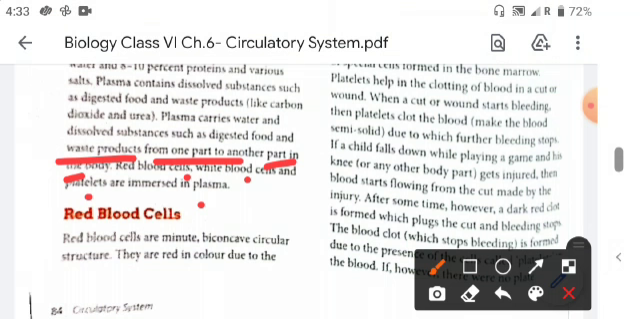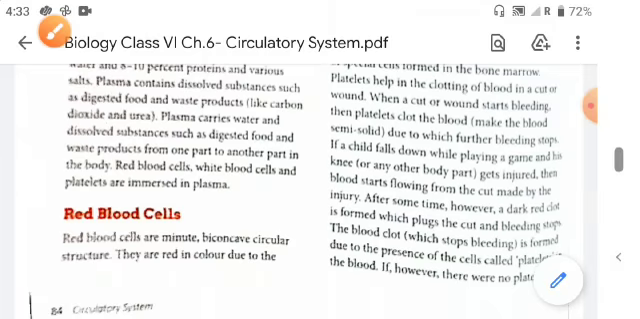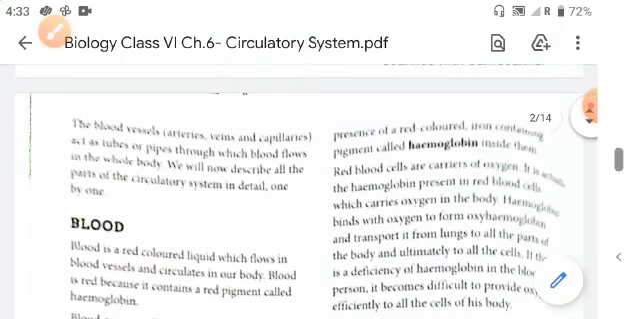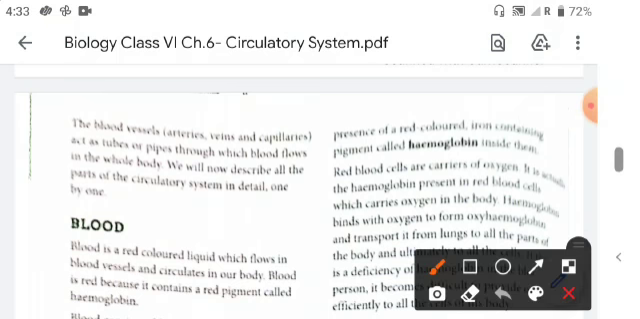So first is red blood cells, which are also immersed in plasma. Red blood cells are minute biconcave circular structures, and they are red in color. And why are they red in color? Actually due to the presence of hemoglobin.